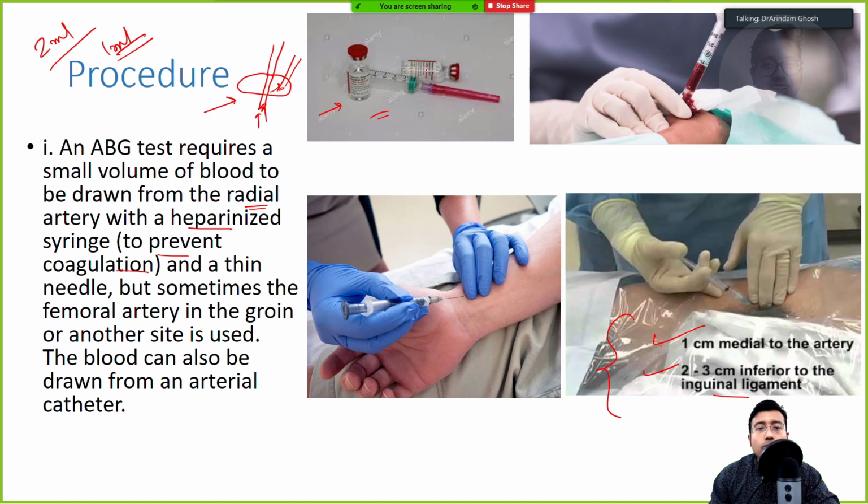So number one do is always use a heparinized syringe. Number two do is always try to first anatomically locate the artery, then palpate and then tap. Number three do is always make sure the blood is bright red. Otherwise it is not arterial blood, it is venous blood.